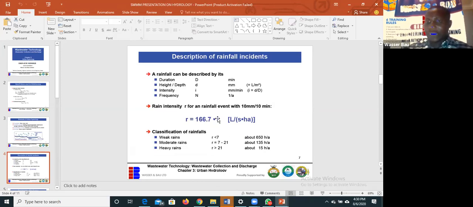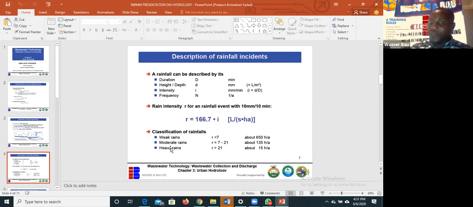But we assume that if you want to get the runoff, you just multiply 166.7 by the intensity of that area. It will give you the runoff, which the unit is in liters per second per hectare. So it now gives you classification of rain. Any rain that the R is less than 7, the value is about 650 liters per hectare, is called a weak rain.